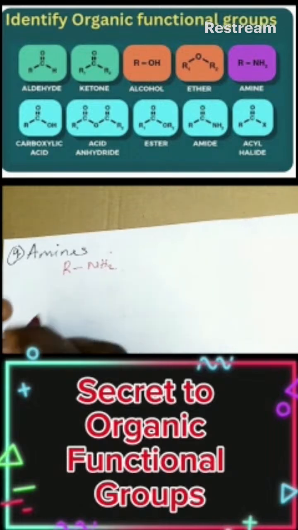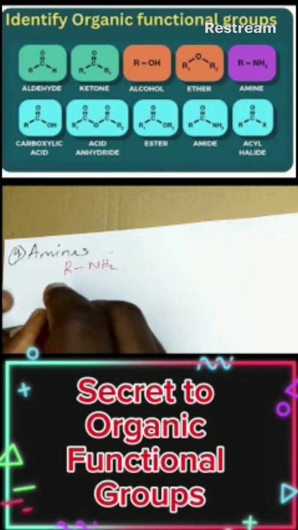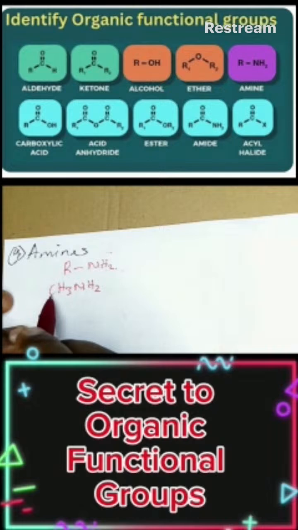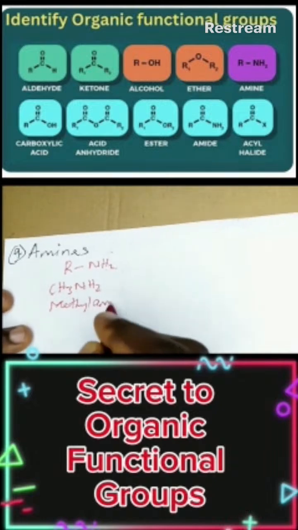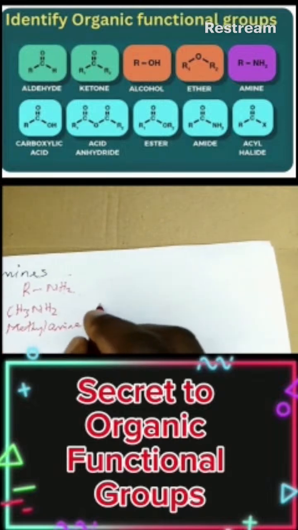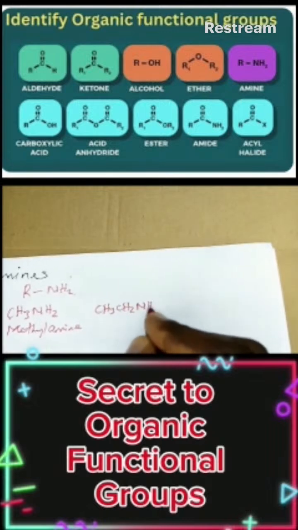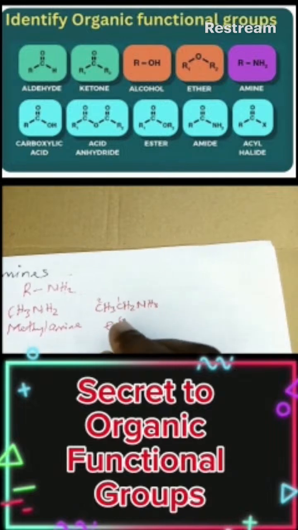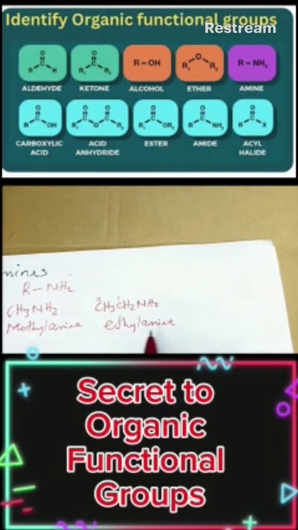Let's take, for example, if you have CH3NH2, this is 1 carbon. So it is called methylamine. That's how we name it. Methylamine. If you have another example, if you have CH3CH2NH2, this is 1, 2. There are 2 carbons. So this is called ethylamine. And it goes on and on like that.